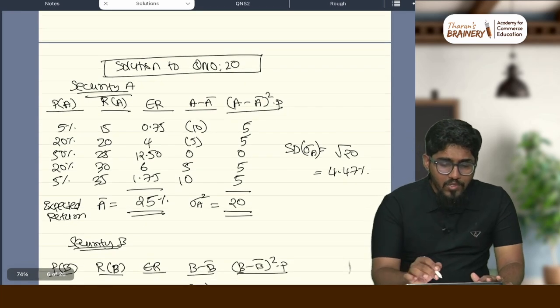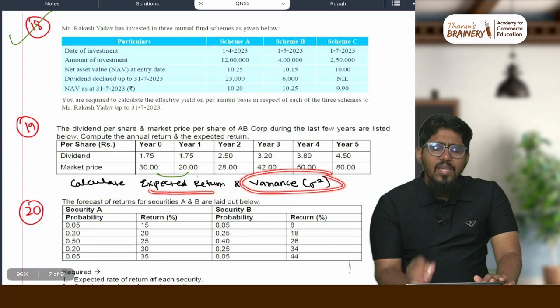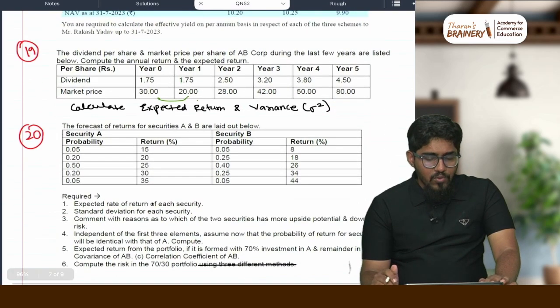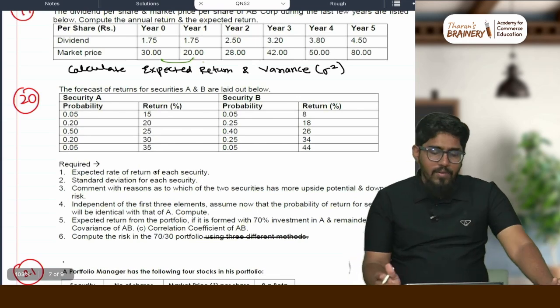Sir, let us go to question number 20. Sir, expected return we have calculated. Variance, keep a hold. Okay, just keep a hold. Let us go to question number 20. Similar question, same question only.